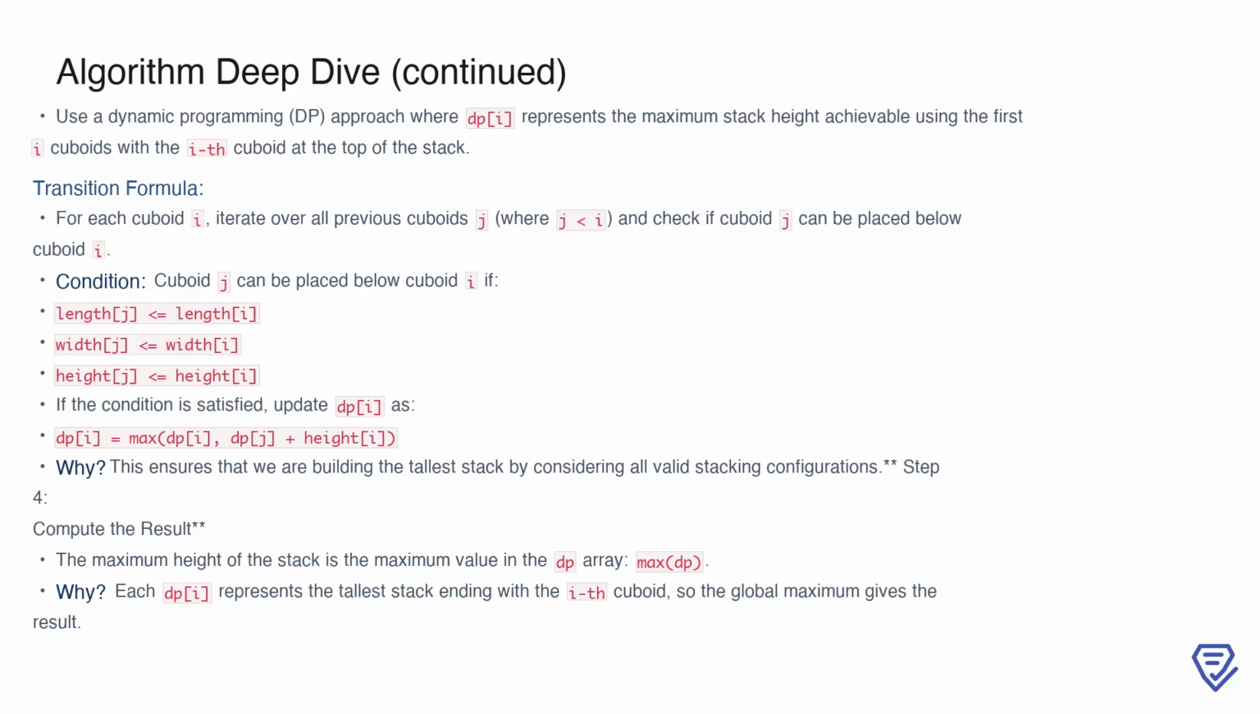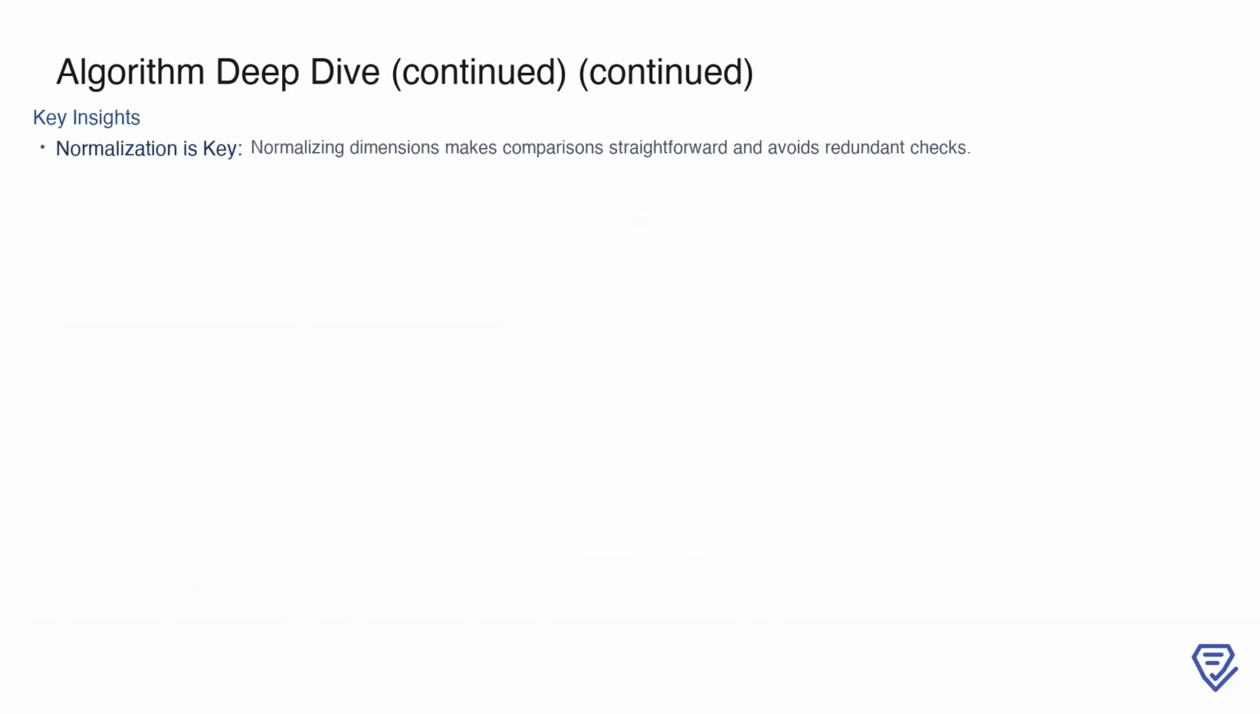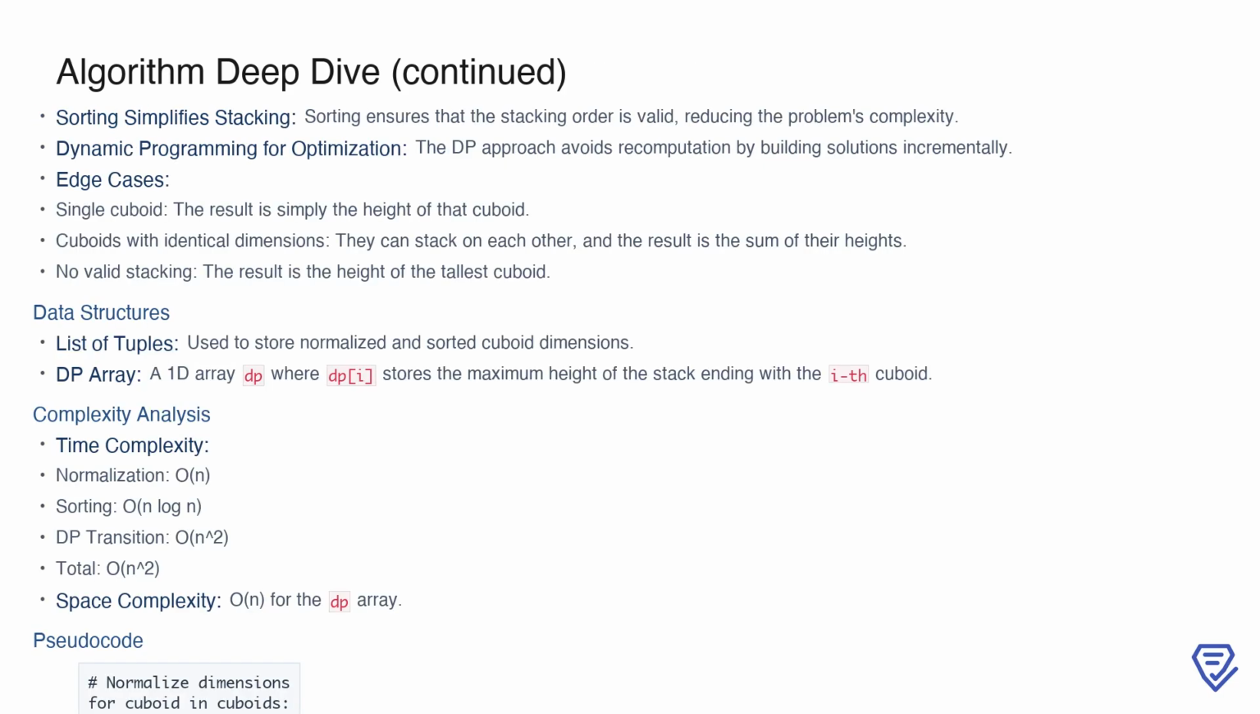Now, we use a dynamic programming approach to determine the maximum stack height. To compute this, for each cuboid i, we check all previous cuboids j to see if they can be placed beneath cuboid i. The condition for stacking is that the dimensions of cuboid j, length, width, and height, must all be less than or equal to those of cuboid i. This ensures that we account for all valid stacking configurations and always choose the one that maximizes the stack height. Several key insights make this approach both efficient and effective.